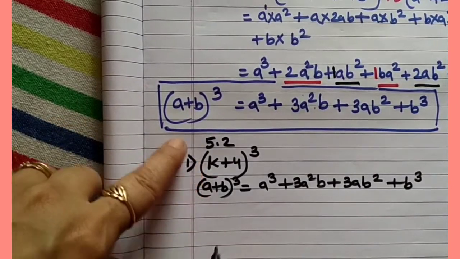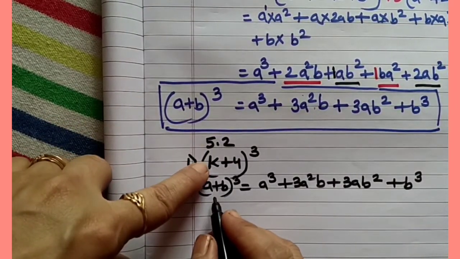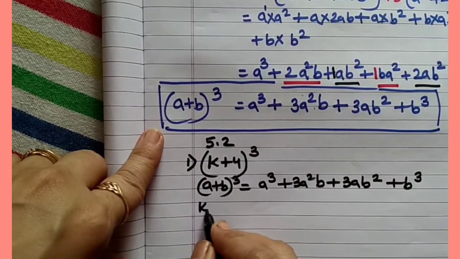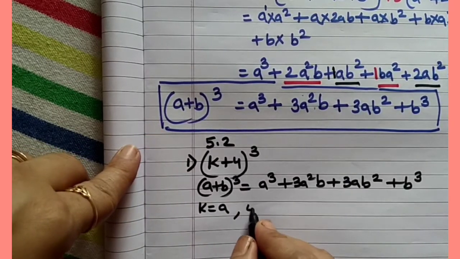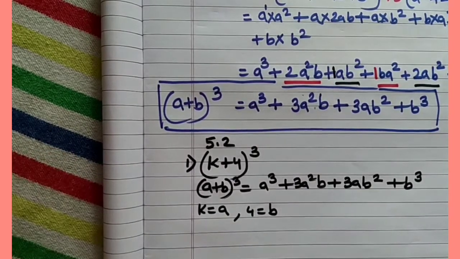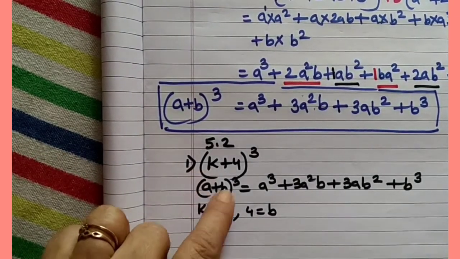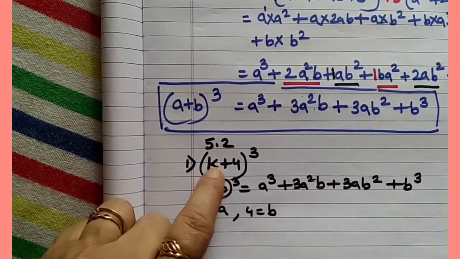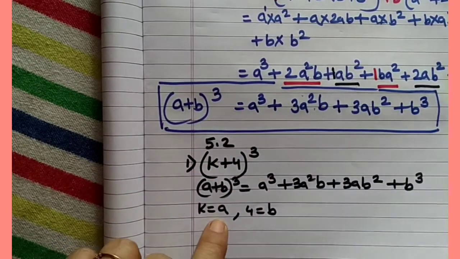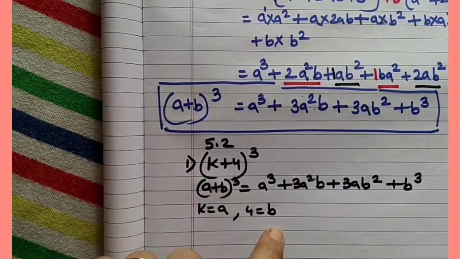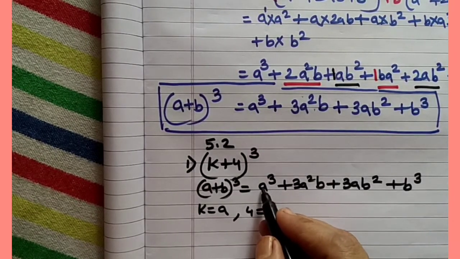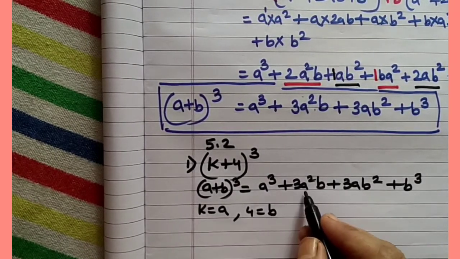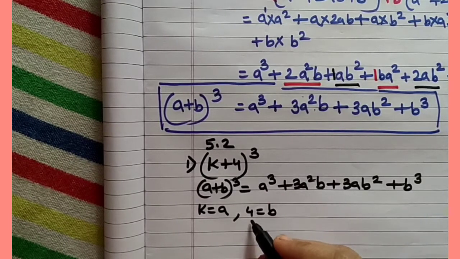Now what is a here? K is equal to a, and what is b? 4 is equal to b, isn't it? In this equation we will put this. So what is in place of a? k. What is in place of b? 4. So here we will substitute now. In place of a we will write k, and in place of b we will write 4.